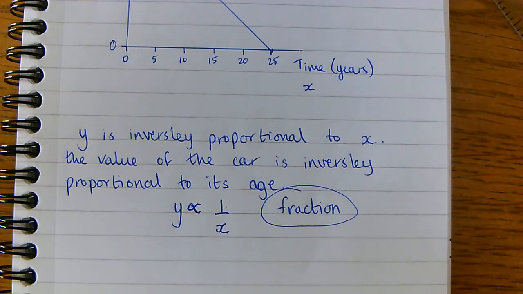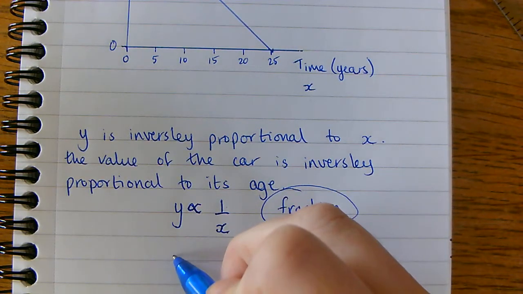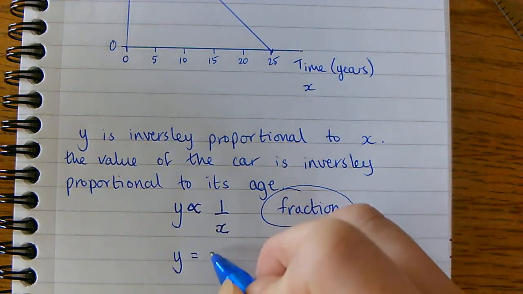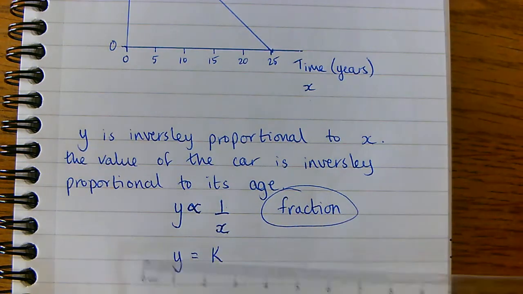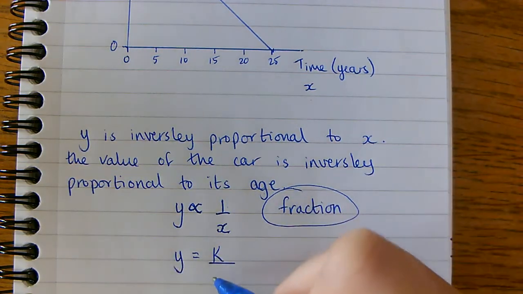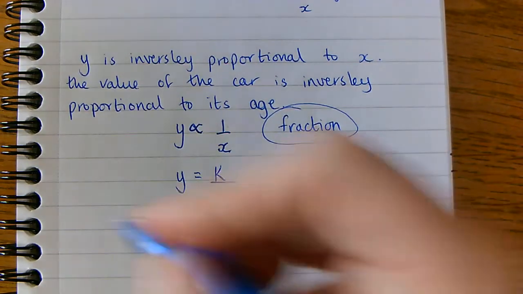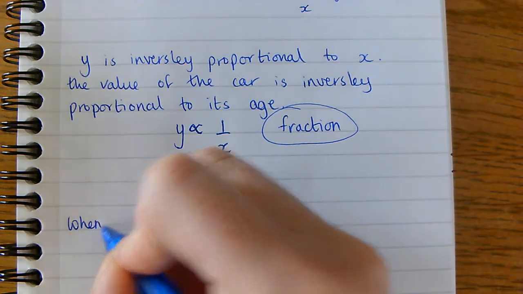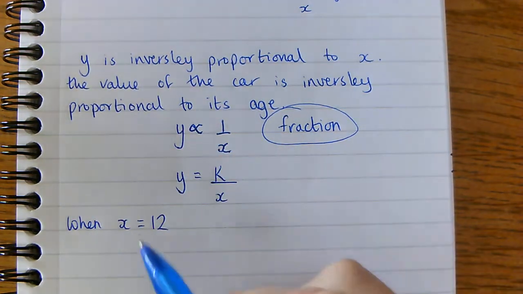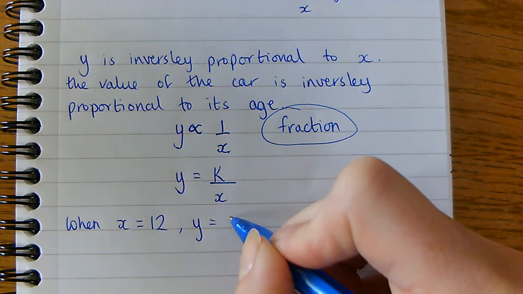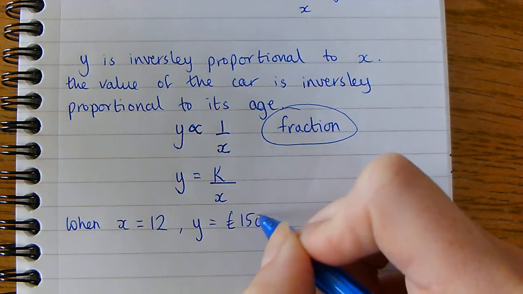How does that work when we want to find an actual equation? We would change this symbol for the equals, as we know, and instead of the 1, we're going to have that constant of proportionality again. And then there's the value of x. Now I couldn't go any further with this question because I haven't been given a piece of information about x and y. Were this an exam question, I might say something along the lines of, when x is equal to 12, so that might be 12 years old, y is equal to, let's say, £15,000.